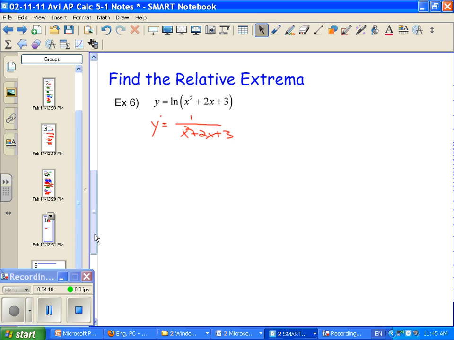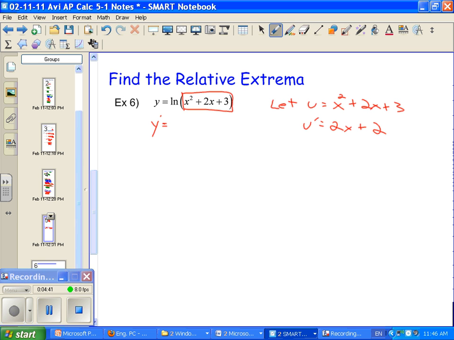So remember, you can always rely on the other method anyways. Because we've got a lot going on in here, we can let u equal x squared plus 2x plus 3. That means that my u prime is going to be 2x plus 2. So when I do that, that gives me something up there to deal with. Can I factor anything in the top? 2.